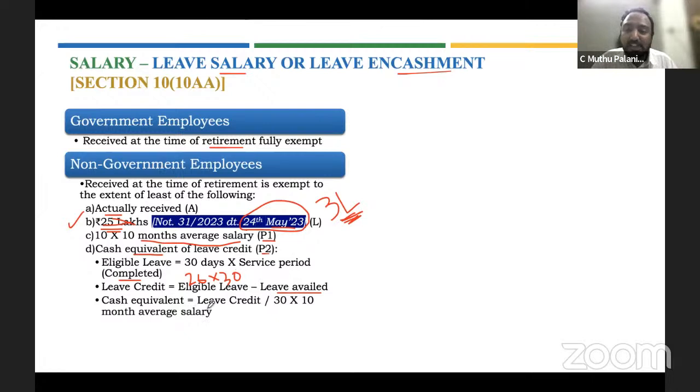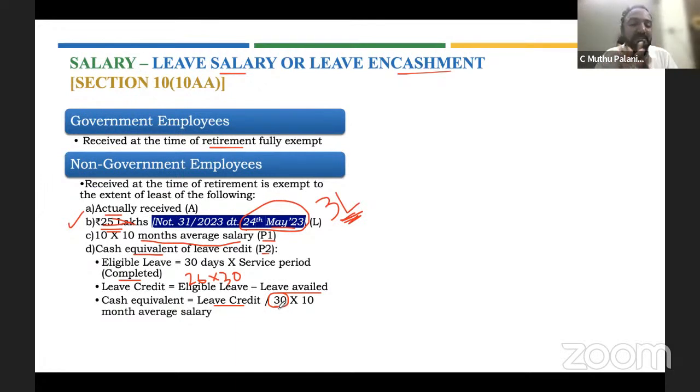Now, cash equivalent. This leave credit is divided by 30. Why am I dividing by 30? I'm converting this into months. So leave credit divided by 30. What is the purpose? I'm converting this into months. Most of the Income Tax Act, if you know the purpose, you need not remember the provision as it is.